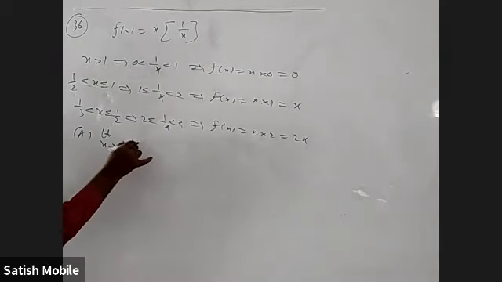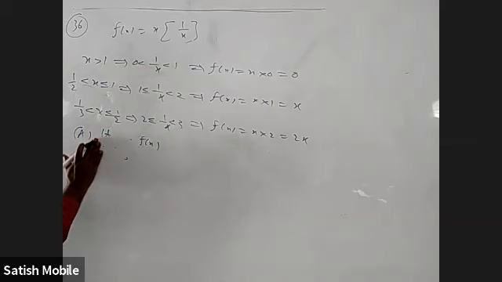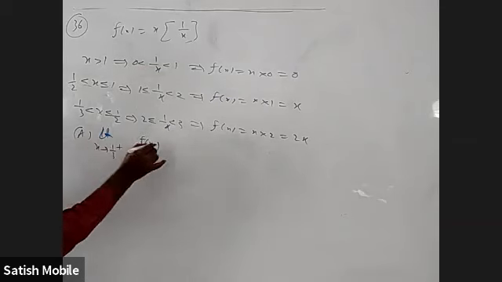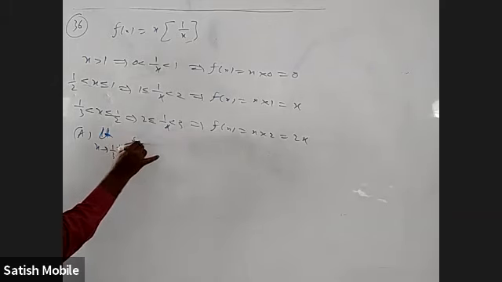But between 0 and 1, so many cases will come. 1 by 2 to 1 is x, 1 by 3 to 1 by 2 is 2x, 1 by 4 to 1 by 3 it will be 3x, 1 by 5 to 1 by 4 it will be 4x, and so on. But this alone is good enough for me. Why? What is option A? Limit x tends to 1 by 3 plus f of x.